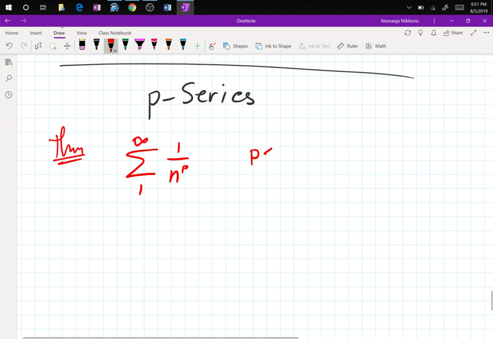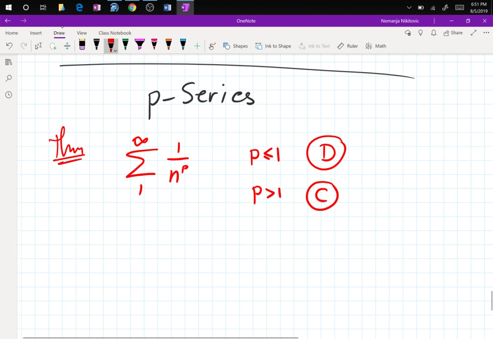P less than or equal to 1, divergence. P larger than 1, converges. Done deal. That's the whole test. You look at the value for P, just like you look at the value for R in a geometric series. Is it between -1 and 1? Converges. If it's outside of that, or 1, diverges. Well, this one is reversed. Divergence is less than or equal to 1, and greater than 1 is the convergence.